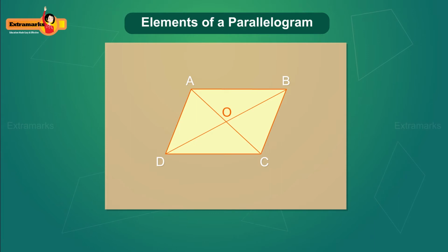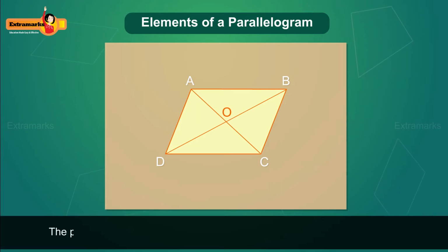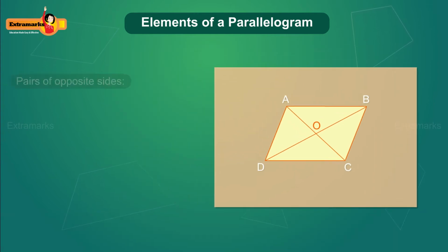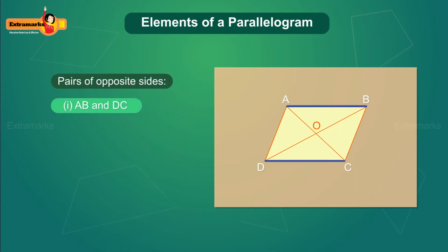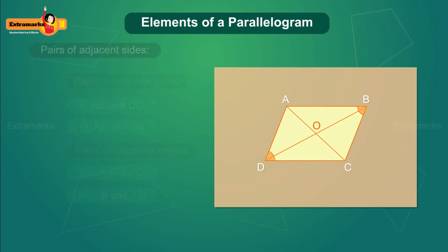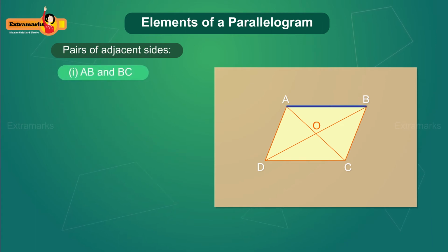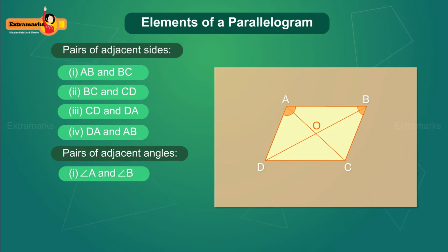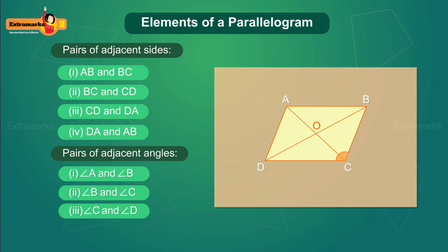Let's move further and define various elements of a parallelogram. The parallelogram has a total of 8 elements, which are 4 sides and 4 angles. Two pairs of opposite sides are AB and DC, AD and BC. Two pairs of opposite angles are angle A and angle C, angle B and angle D. Four pairs of adjacent sides are AB and BC, BC and CD, CD and DA, DA and AB. Four pairs of adjacent angles are angle A and angle B, angle B and angle C, angle C and angle D, angle D and angle A.